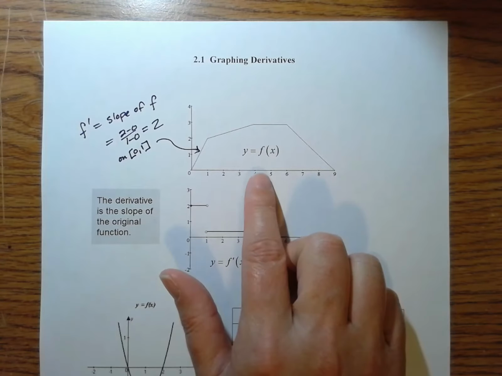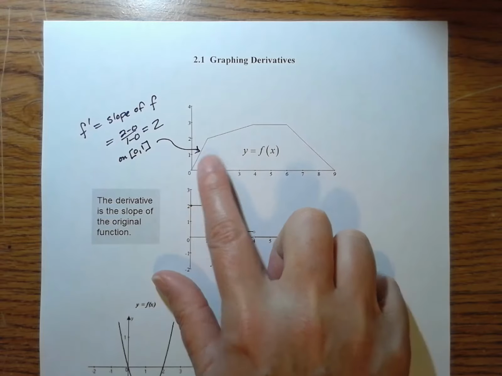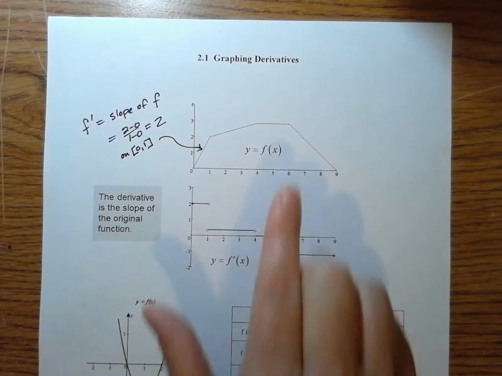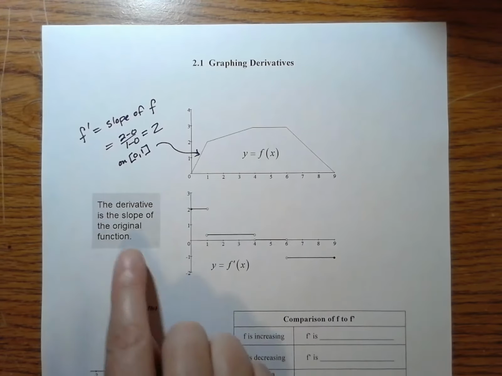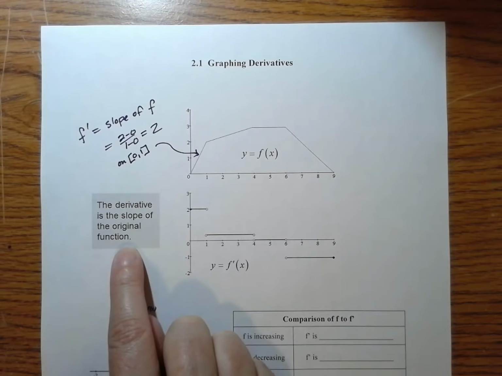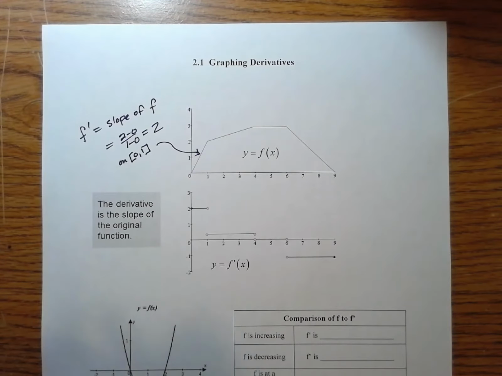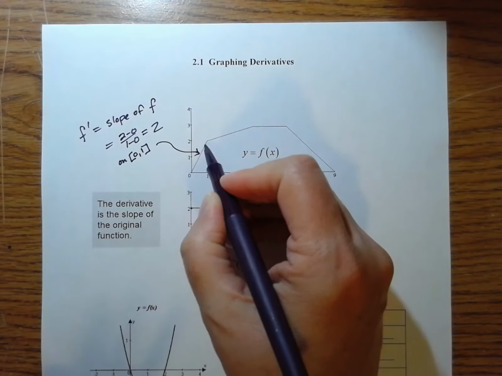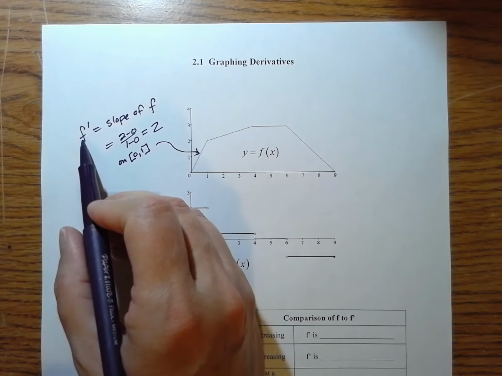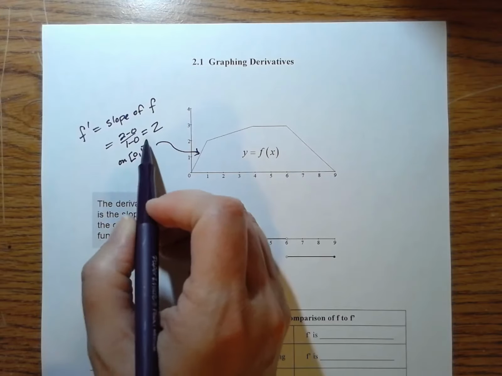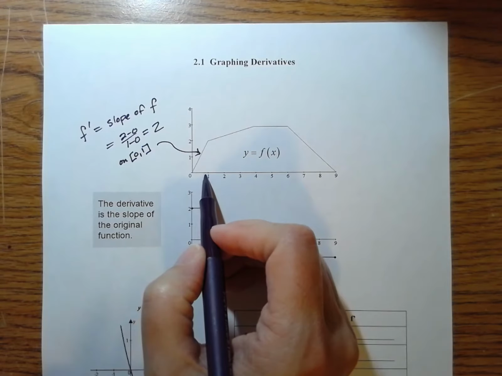So here's a graph of a function y equals f of x that's made up of 4 line segments. And the thing to remember as you look at graphing the derivative for this function is here in the box, that the derivative is the slope of the original function. So for example, right here in this first segment, that piece of the function has a slope of 2. So f prime, which is the slope of f, would equal 2 on the interval from 0 to 1.